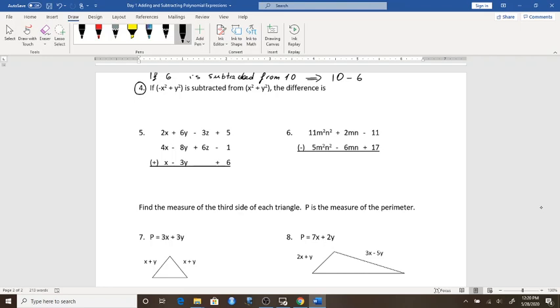Okay, so if this is subtracted from this, which one are you going to write first? Think about it. If I say 6 is subtracted from 10, I need to write 10 first, so I write 10 minus 6. Then this should help you to combine the expression in number 4. And then let me show you something like number 6.